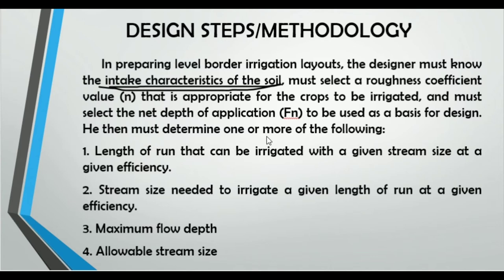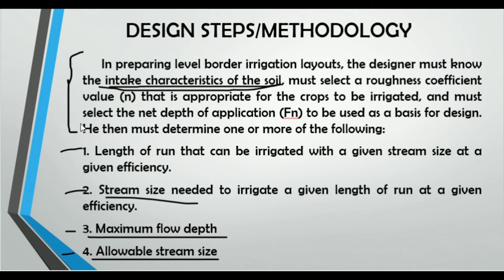He then must determine one or more of the following. After taking all this information, you will be able to know these: the length of run that can be irrigated with a given stream size at a given efficiency, the stream size needed to irrigate a given length of run at a given efficiency, the maximum flow depth, and the allowable stream size. This is how important planning is, and this is the main part of designing a border irrigation. We also need this information in order to choose the appropriate irrigation system for your field.